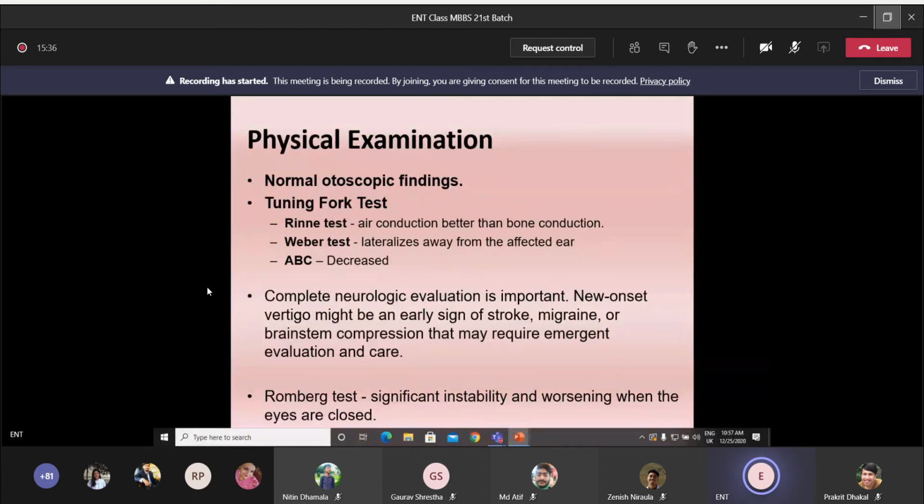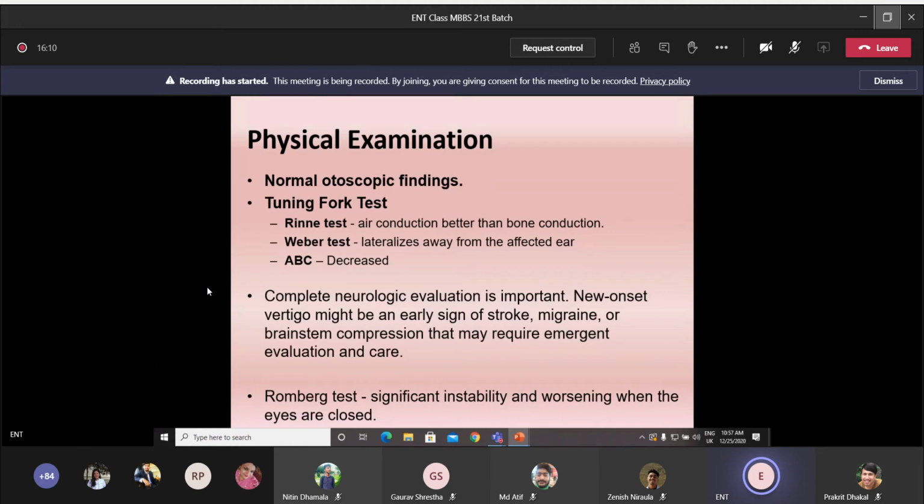The drums are normal. And when you do a tuning fork test, the Rinne will be positive, that is, air conduction is better than bone. And the Weber is lateralized away from the affected ear, towards the healthy ear. So this patient will have sensorineural hearing loss. Rinne will be air conduction better, Weber lateralized away from the affected to the healthy side, and ABC, absolute bone conduction, is decreased.